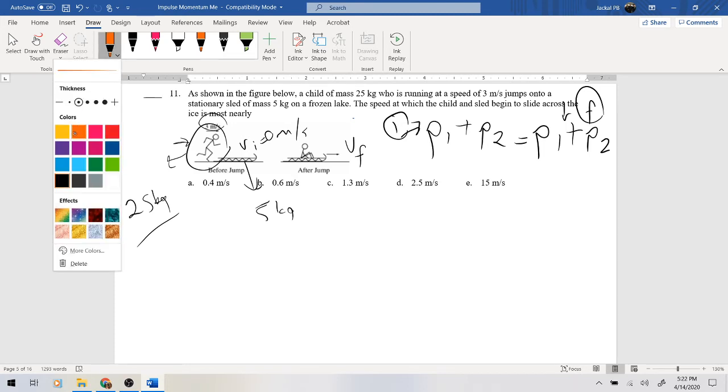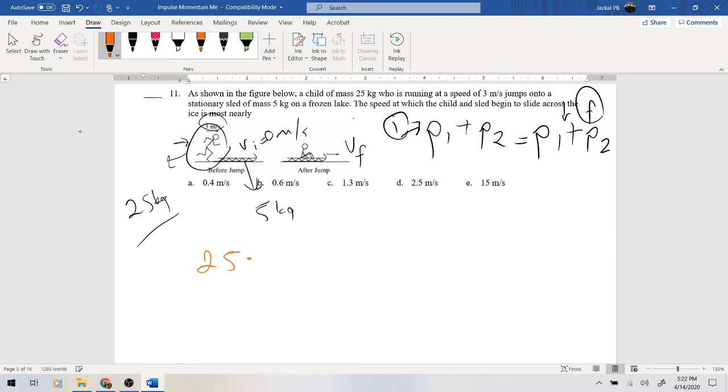So what is the momentum of this guy? Its mass is 25. What is the velocity of this guy? 3. Plus the momentum of the second object, so it's 5 times 0. 5 is the mass, 0 is the velocity.